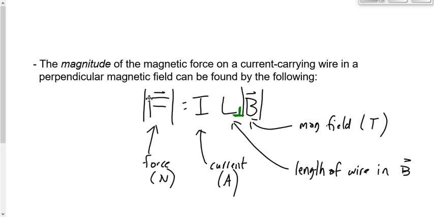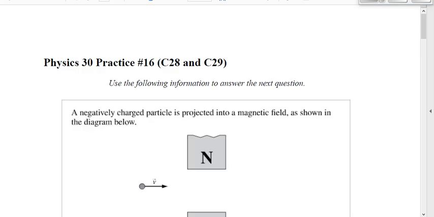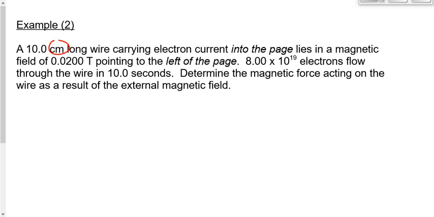And that length of wire is going to be measured in meters. This is example number 2 on page 3 of the booklet that you got last week. It says a 10 centimeter long wire carrying electron current into the page lies in a magnetic field that is 0.2 Tesla to the left of the page.